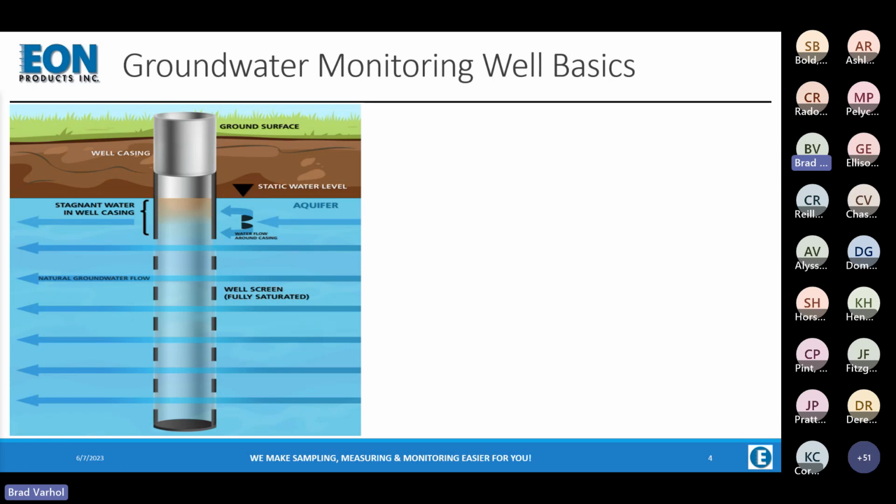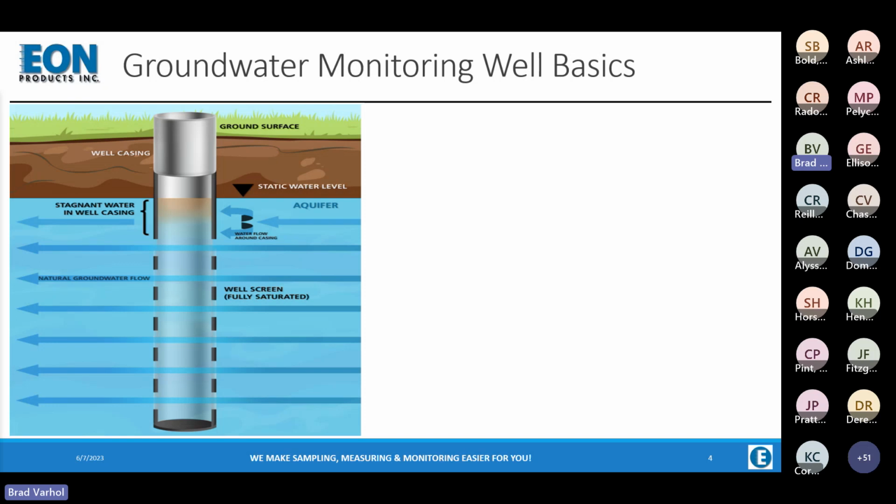And as it flows, it picks up contaminants or intersects contamination plumes and starts to move those contaminants from one location to another through the aquifer. And of course, that can impact a lot of the use of that groundwater, including drinking water. So if we want to know what the impacts are and we want to know what the contaminants are, we need to have a structure or a way to get a sample.